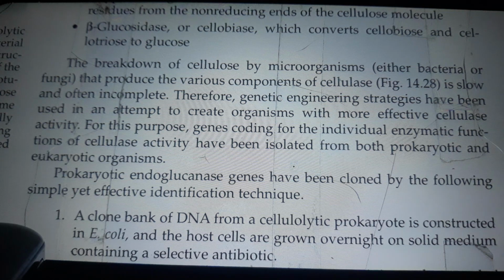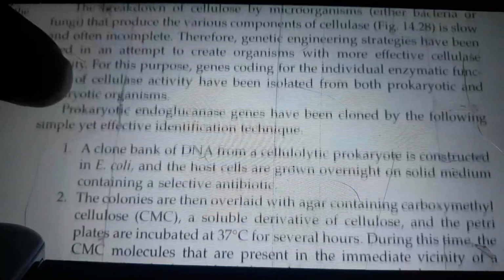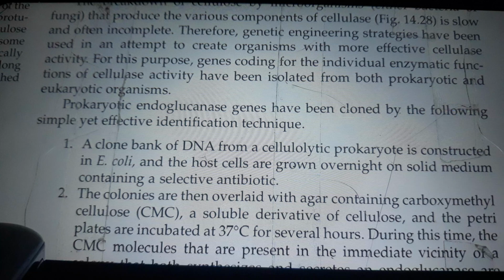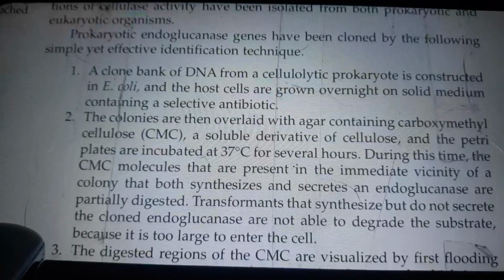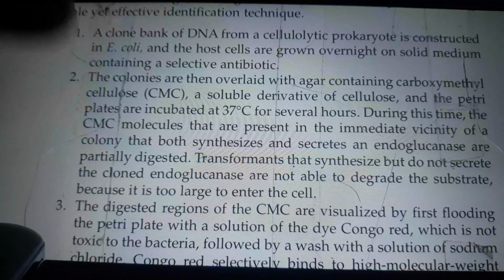by the bacteria or fungi that produce the various components of cellulase is slow and often incomplete. Therefore, genetic engineering strategies have been used in an attempt to create organisms with more effective cellulase activity. For this purpose, genes coding for the individual enzymatic functions of cellulase activity have been isolated from both prokaryotic and eukaryotic organisms. Prokaryotic endoglucanase genes have been cloned by the following simple yet effective identification technique.